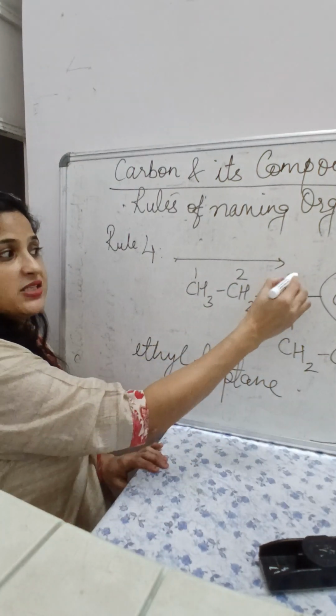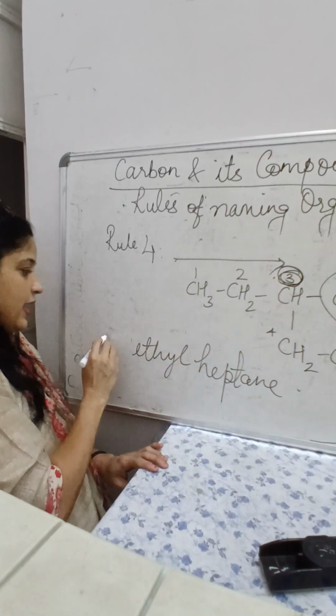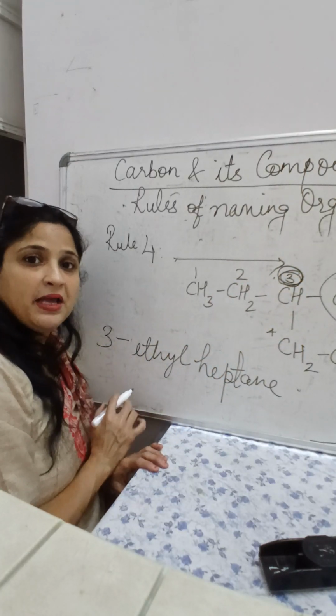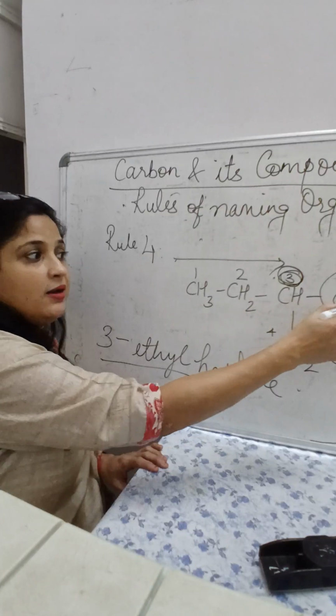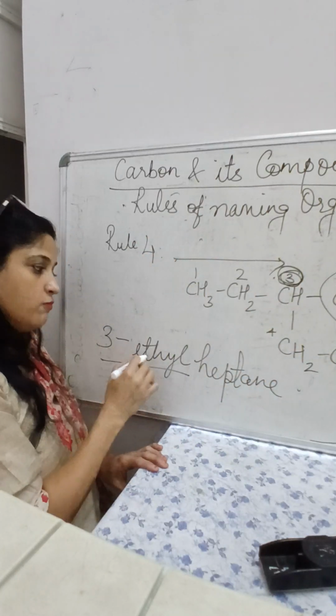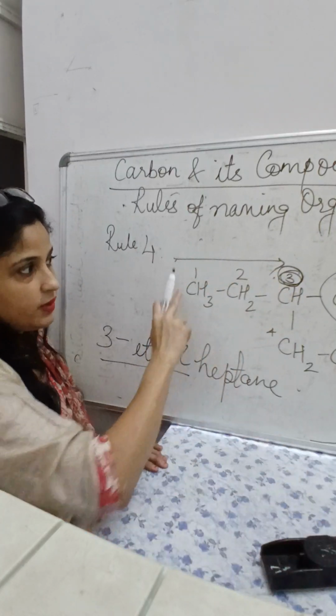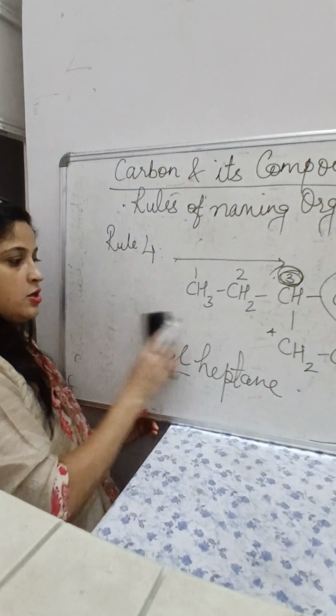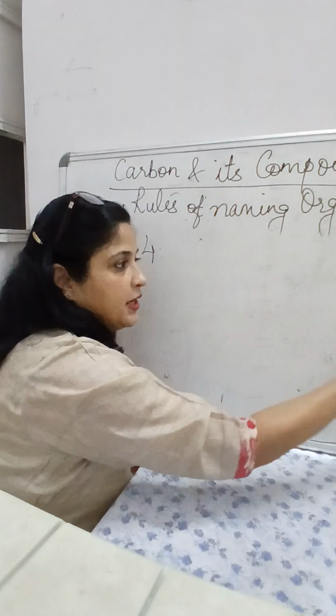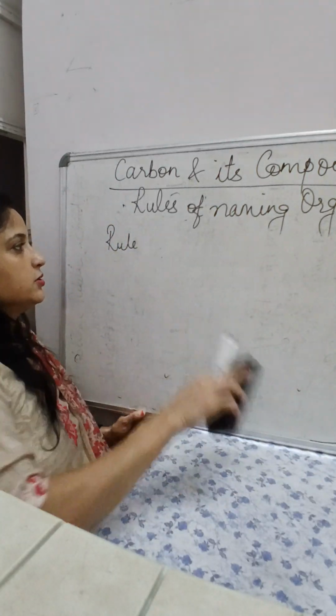And where is it happening? The branching is happening at the third position. So the name will be 3-ethyl. Ethyl is a smaller group, it forms as a branch, and heptane is my main hydrocarbon chain. I hope you have understood. Now coming to the fifth point.